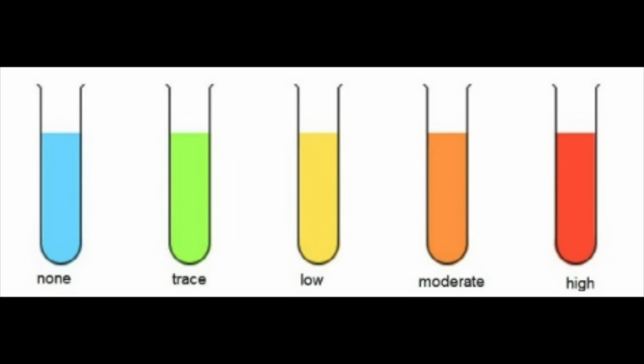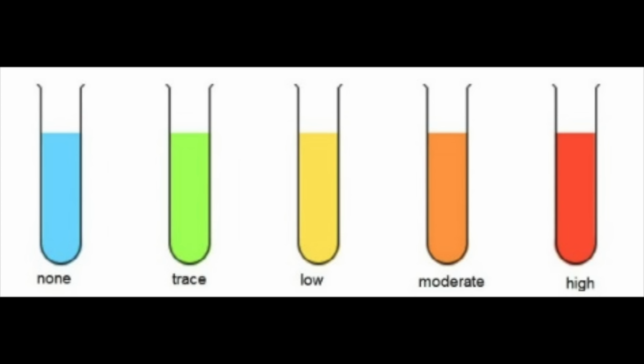Benedict's test for reducing sugars is a simple chemical test that will show you if a reducing sugar is present in a particular solution. Benedict's reagent is the mixture used for this test, and it's a mixture of copper sulfate, sodium carbonate, and sodium citrate. And if you add a reducing sugar and heat, the solution will go from blue to yellow and then eventually to red, due to the formation of copper-1 oxide and copper metal.